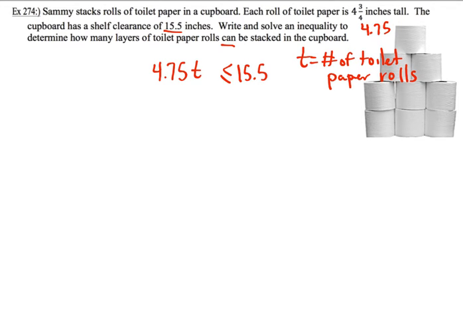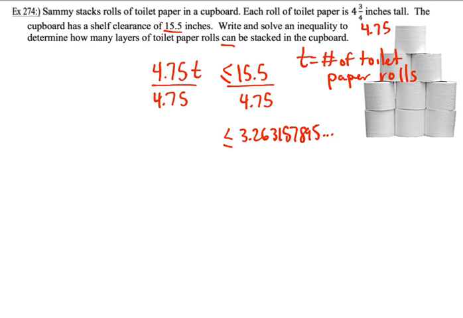Okay, we can go ahead and solve this dividing by 4.75 on both sides. Because we're dividing by a positive number, we don't have to worry about the sign issue. 15.5 divided by 4.75 is 3.263157895. And I'm sure that keeps going on for a bit. So t is less than or equal to about 3.3. We don't need all those extra decimal places.